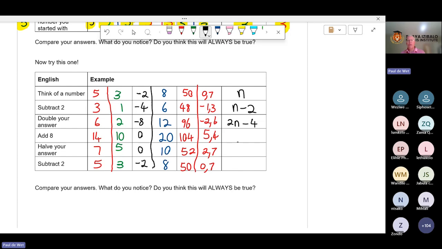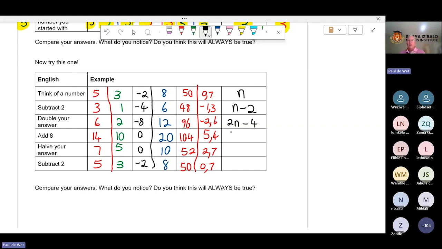Right, who can tell me what happens now if we add 8 to this number? Careful, not minus 8, John. Not minus 8, add 8. No, not 10n. Okay, we can't add 8s to n's, guys.